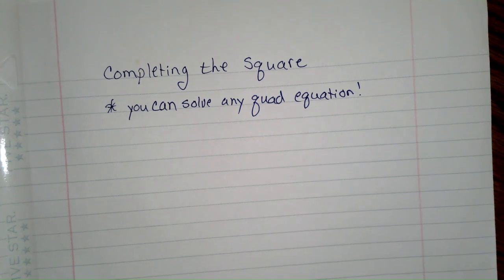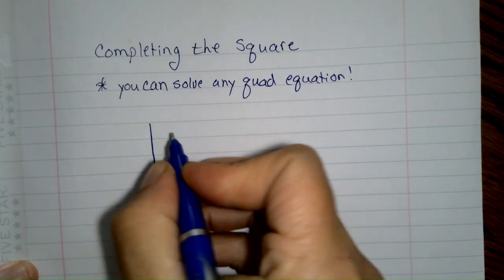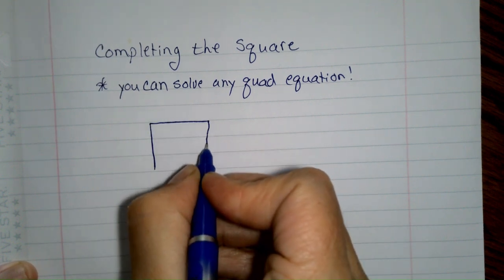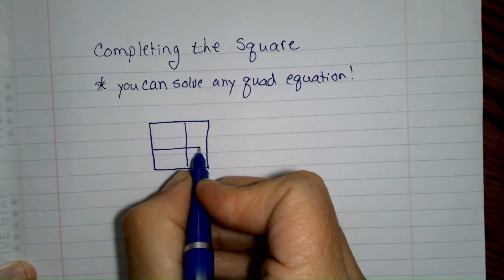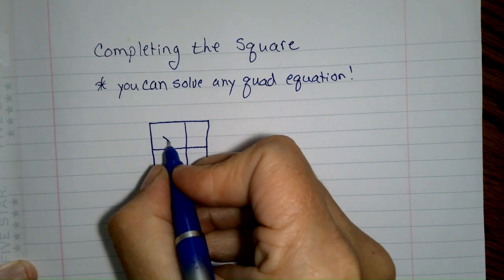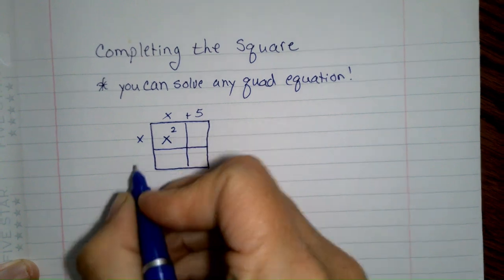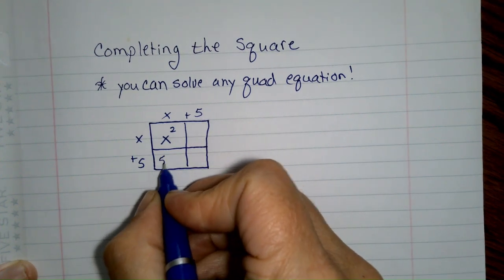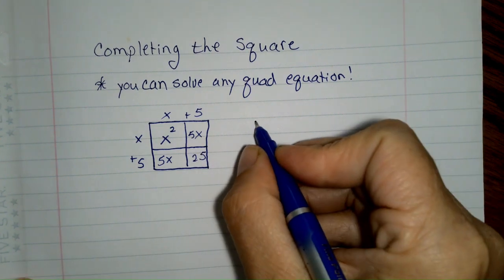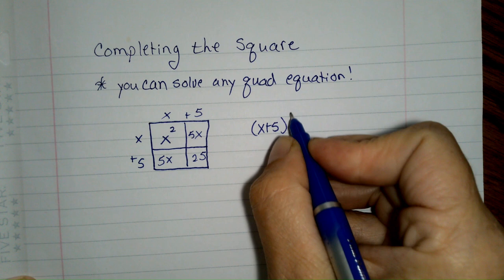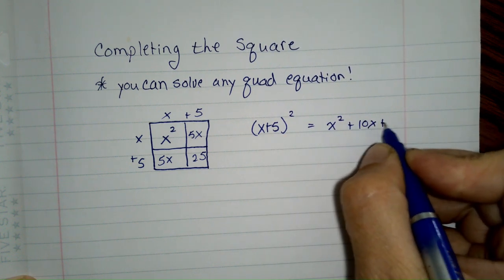So first of all, what does completing the square mean? Let's think about this. A square has the same width as it does length. Ignore my messed up drawing. So let's say we had x squared here, and we had 5 here, and we had 5 here. That would put a 5x here and a 5x here, and a 25 there. So a perfect (x plus 5) squared is equal to x squared plus 10x plus 25.